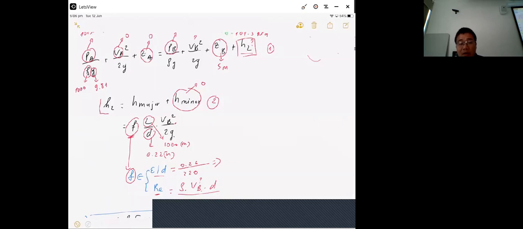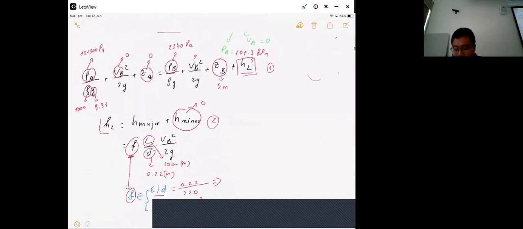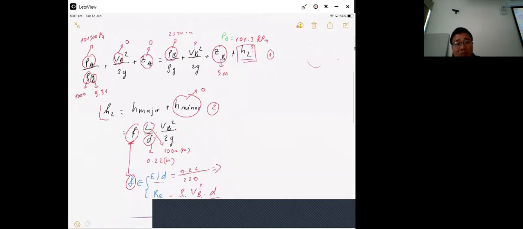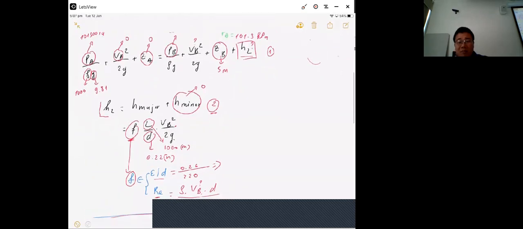So in this case, as I said yesterday, we have to use the trial and error method. Because you can't find VB without hL, and you can't find hL if you don't know velocity. It's messy. You have to know VB.